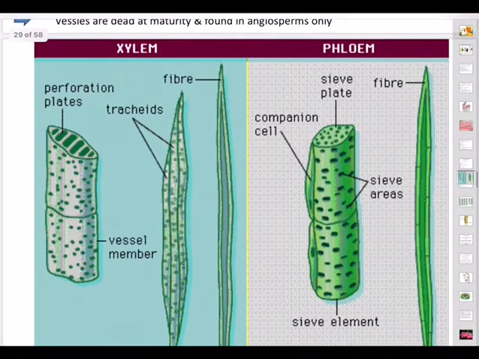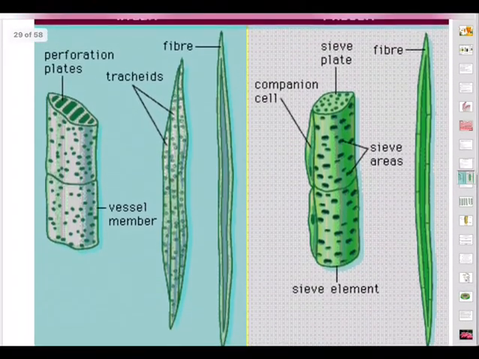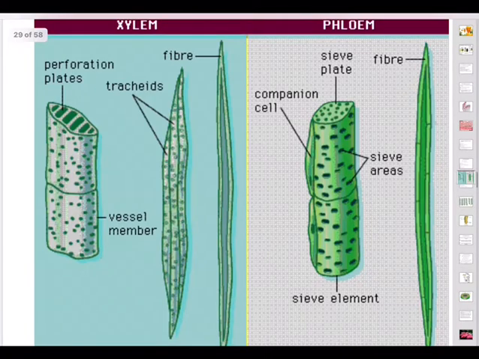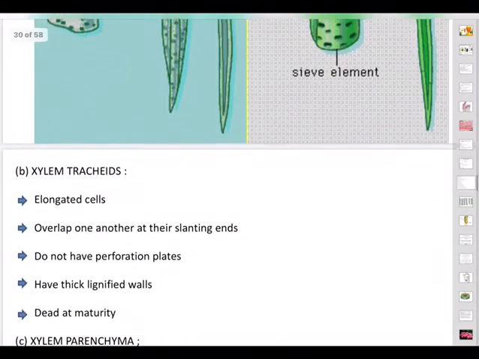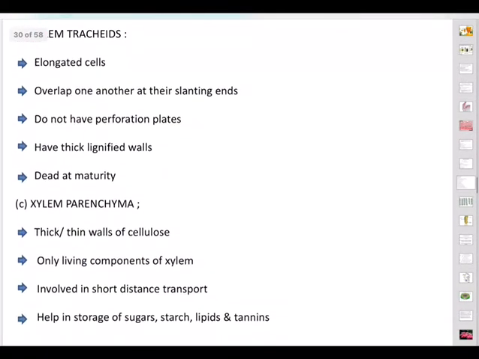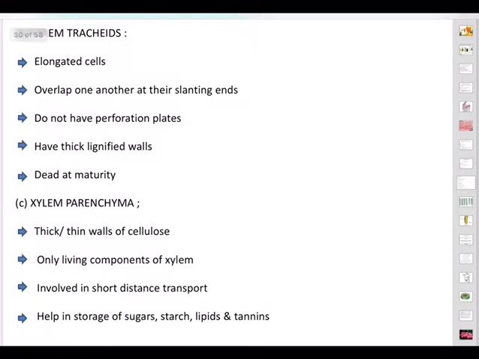And right now don't look at the phloem one, just concentrate on xylem. So in xylem you are seeing tracheids, you are seeing vessels, you are seeing fibers. Of course, another one is parenchyma tissue, which is responsible for storage of food. Xylem tracheids, as you have seen just now, are elongated cells that overlap one another at their slanting end, and do not have perforation plates. Perforations means small holes will be there. They have thick lignified walls. It is a must.